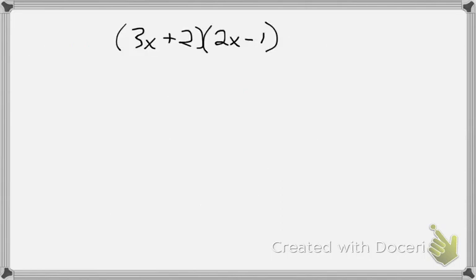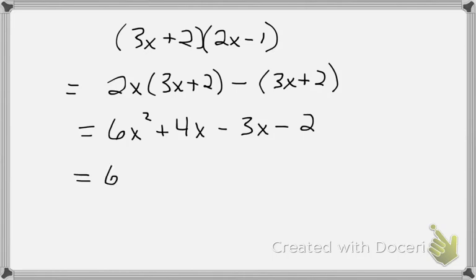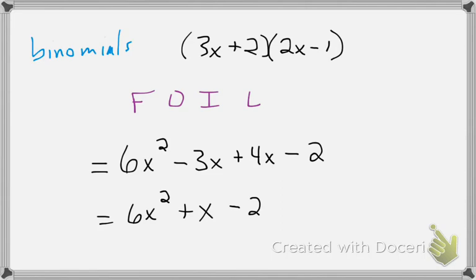If you brute forced it, it would be like taking 2x times 3x plus 2 and then minus 1 times 3x plus 2. Then what would you have to do? Still distribute. You'd have 6x squared plus 4x minus 3x minus 2, and then you would combine like terms. So if you just distribute, it does work. All right? FOIL is just kind of a quick way to make sure you get all of those distributions in one go.